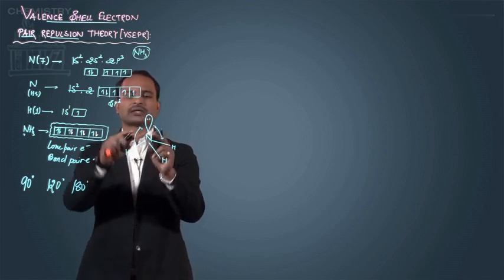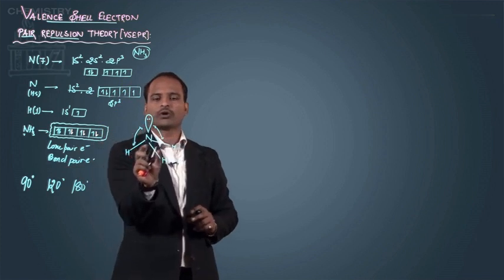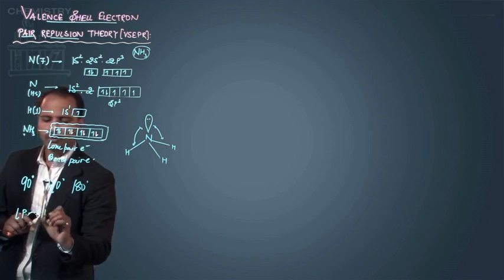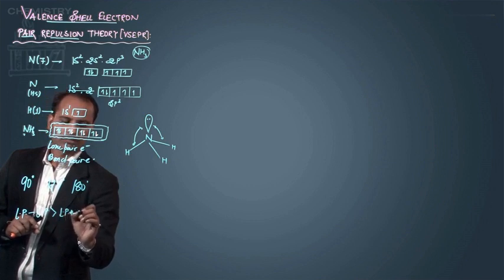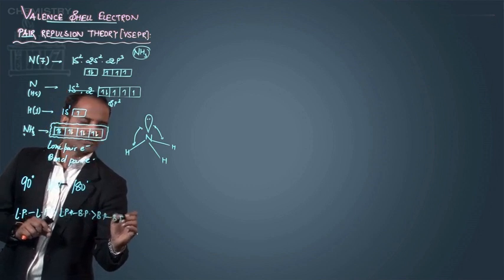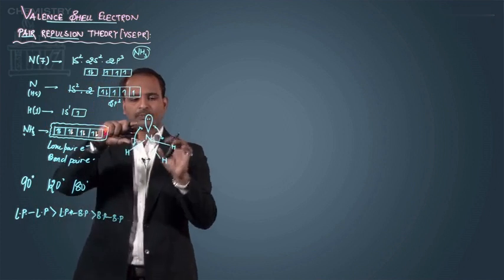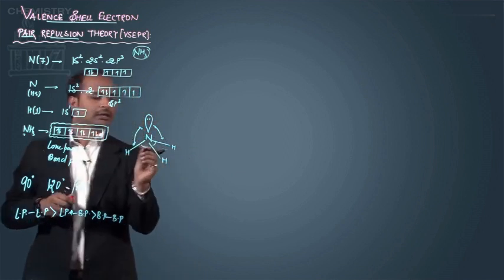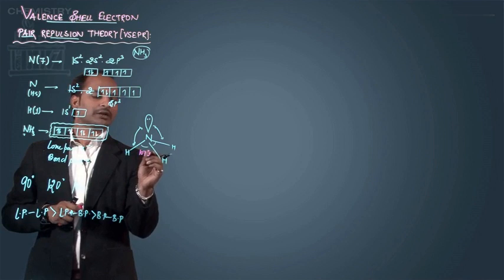So ultimately, lone pair bond pair repulsion is more than bond pair repulsion. Here we have an order: lone pair lone pair repulsion is more than lone pair bond pair repulsion, which is more than bond pair bond pair repulsion. Here we have 1 lone pair and 3 bond pairs, so lone pair bond pair repulsion is more compared to the bond pair repulsions, due to which the bond angle decreases, and instead of 109 degrees, it becomes 107 degrees.